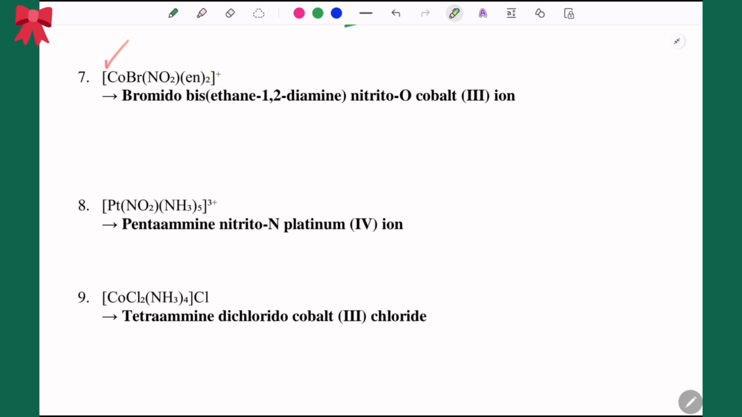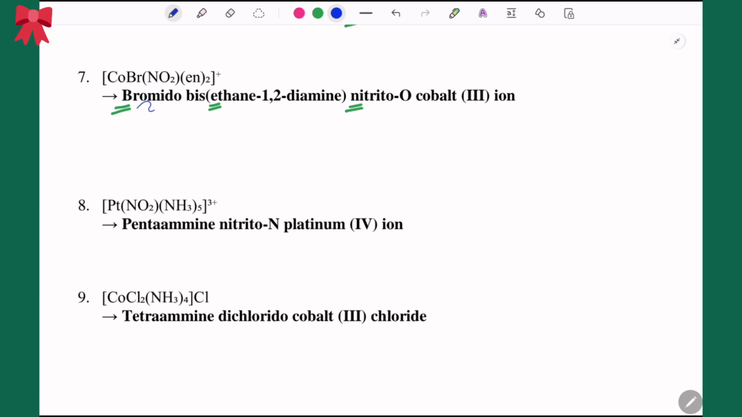Now cobalt is a central metal ion, bromide is a negatively charged monodentate ligand, nitrito-N is a negatively charged monodentate ligand, ethane-1,2-diamine is a neutral bidentate ligand. So when we write the name again alphabetically, bromine's B and ethane's E have to be seen and nitrito's N has to be seen. Do not consider the B of the bis. Okay, it's just a prefix, it's not used for the alphabetical sequencing.